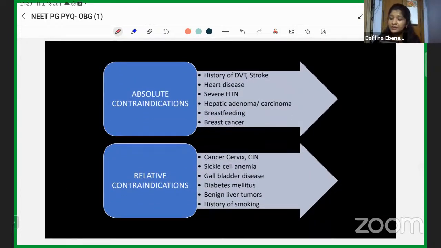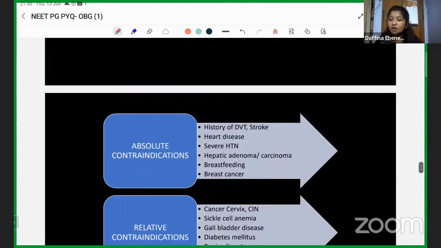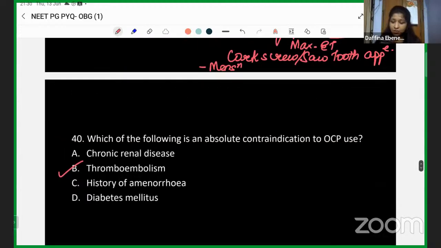Absolute contraindication is when there is DVT, stroke, heart disease, severe hypertension, any hepatic adenoma or carcinoma, or if the mother is breastfeeding, if there is a high estrogen state like breast cancer, all these are absolute contraindications. Relative contraindication is when there is cancer cervix or any form of cervical intraepithelial neoplasia, sickle cell anemia, gallbladder disease, diabetes mellitus, benign liver tumors, and history of smoking. All this will be the relative contraindication. So in our case, the absolute contraindication is DVT, thromboembolism.